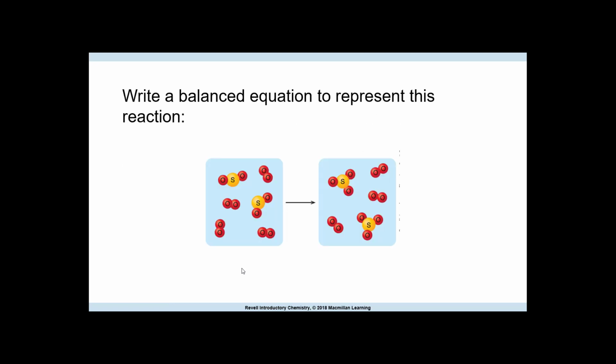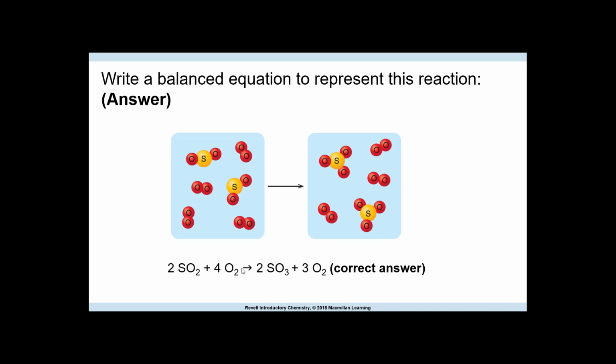Write a balanced equation to represent this reaction. Your book seems to like this. I don't. But they want you to count everything. I'm going to jump ahead. So you can see that here is the balanced equation. You have to count these. 1, 2, 3, 4. There's 4. You have 2 molecules of this. How many of what is produced over here? We have SO3, and we have 2 of them, and then we have 3 moles of oxygen.